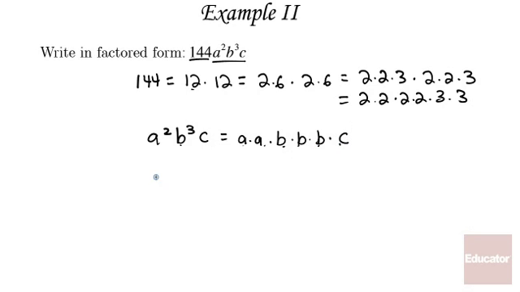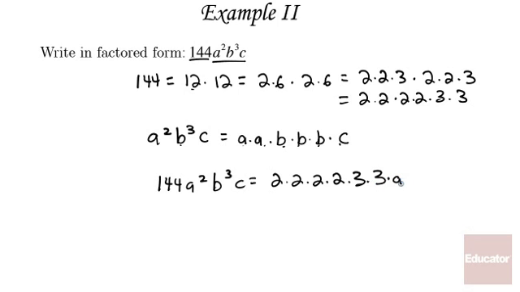Putting the numerical and the variable portion together, the factored form of 144 a squared b cubed c is 2 times 2 times 2 times 2 times 3 times 3 times a, a, b, b, b, c. So this is the factored form of this monomial.